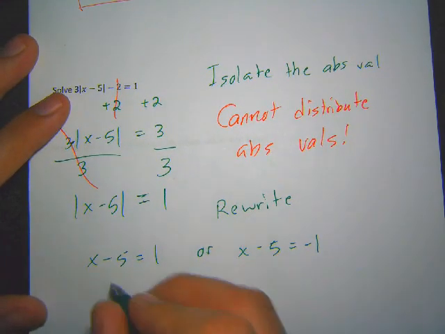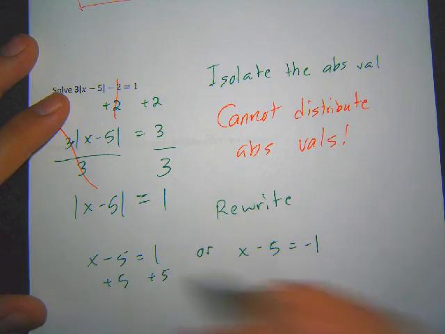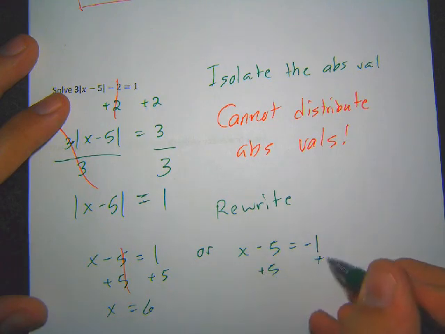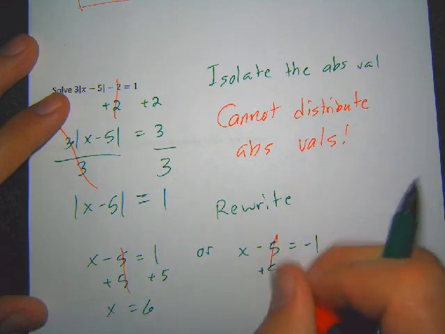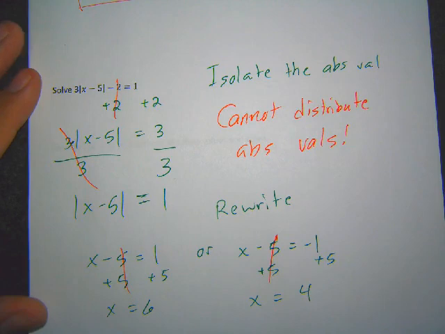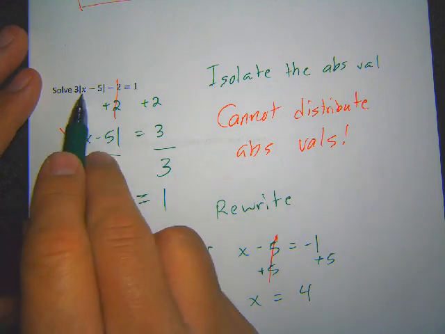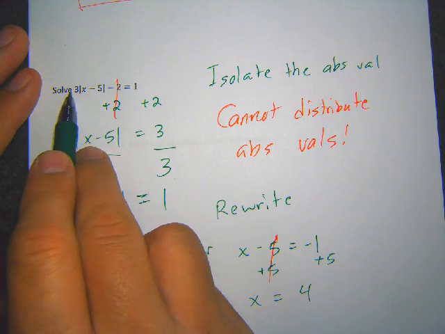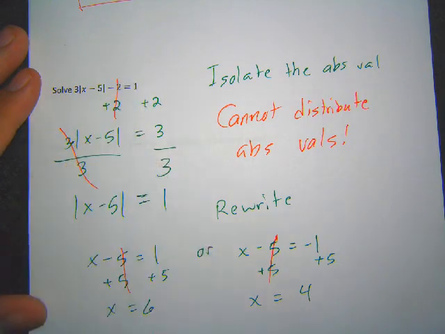Again, we're going to solve these. I'm going to add 5 to both sides. That's how I get rid of this -5. So x equals 6. Add 5 to both sides over here as well to get rid of this -5, and this one gives me x equals 4. Those will be my 2 solutions. Again, you can go back and double check these. Plug 6 back in here: 6 minus 5 is 1, absolute value of 1 is 1, 1 times 3 is 3, and 3 minus 2 is 1. It checks. You could do the same thing with 4. Plug it in there, it should check out.